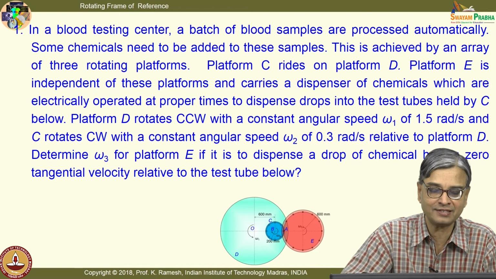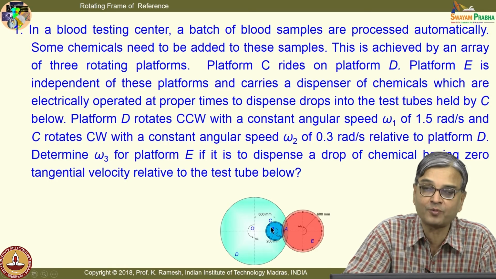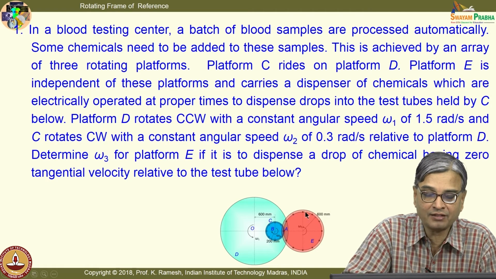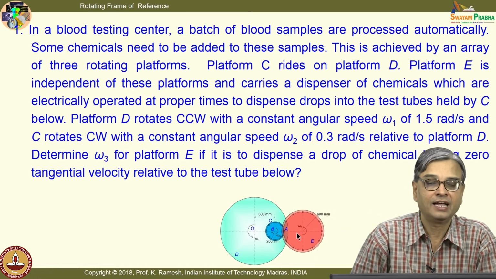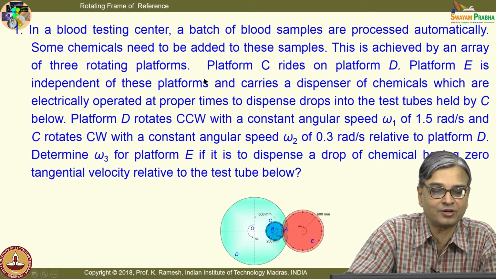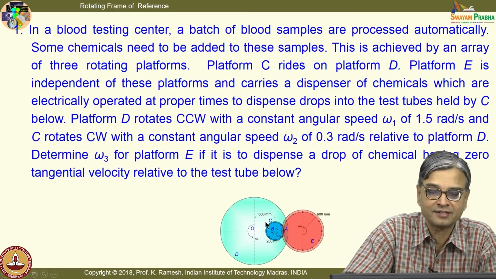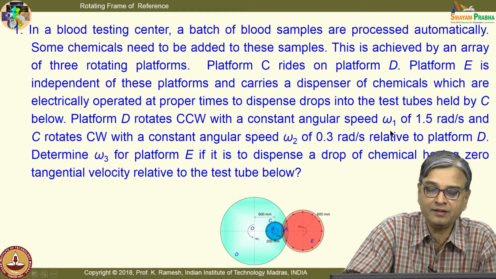So, what I have here is I have 3 platforms. I have this rotating in one way, I have this small platform rotating in another way, I have a third platform, they are stacked one above the other. Okay. And some interesting information is given about what kind of problem this is. The idea is these are all rotating, the relative angular velocities are given, omega 1 is 1.5 radians per second, omega 2 is 0.3 radians per second.